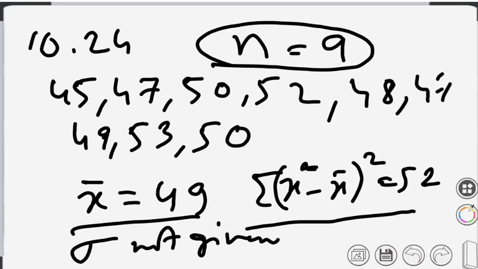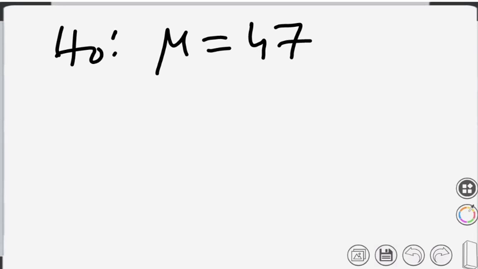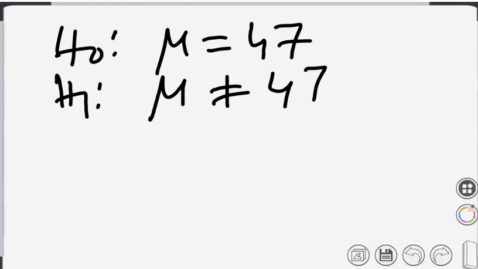So what is to find the t distribution? Let's solve it. Let's write. Null hypothesis. What will be the null hypothesis? Can it be regarded that the sample is taken from a population having 47 as mean? So mu equals 47. The alternative, mu not equal to 47.